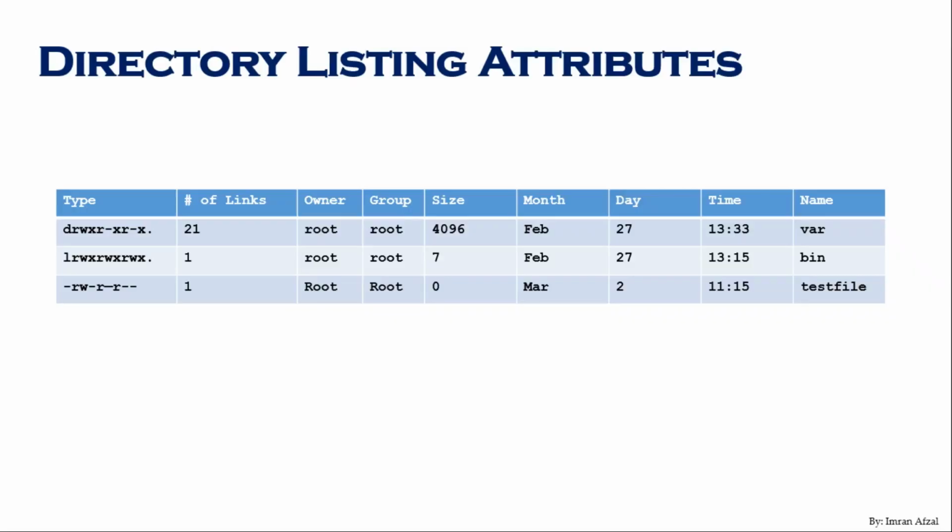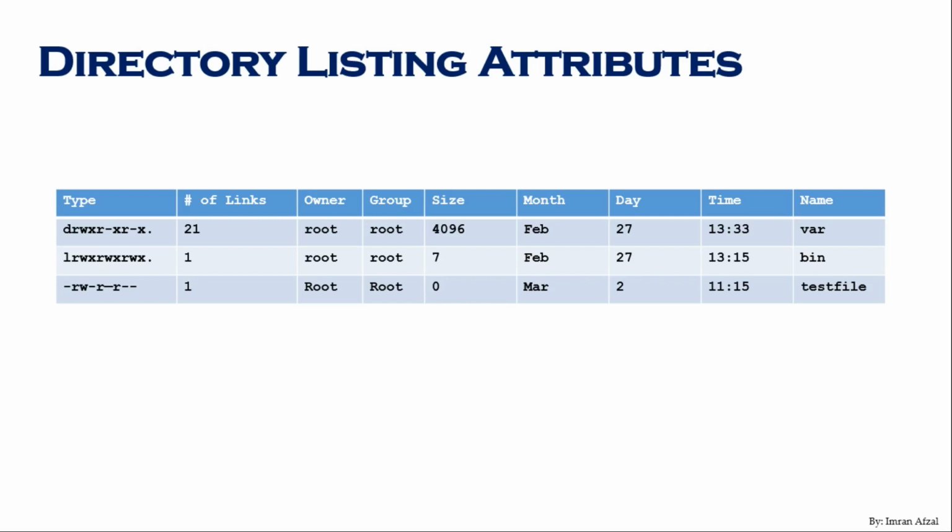In this lesson, we're going to cover the directory listing attributes. When you cd into a directory and do ls, you're only going to see the names inside. But when you do ls -l or ltr or other options with the ls command, you're going to see different fields output on your screen.